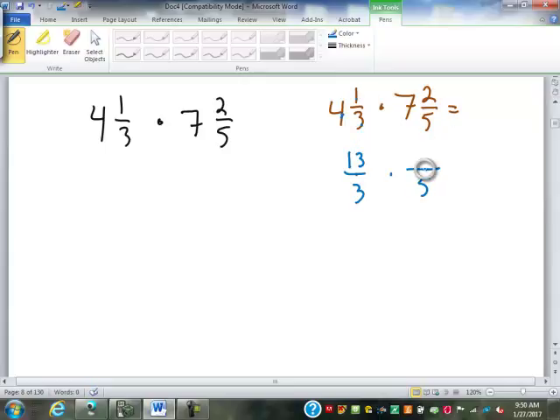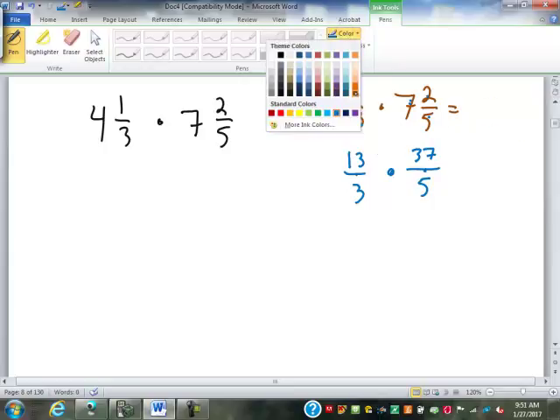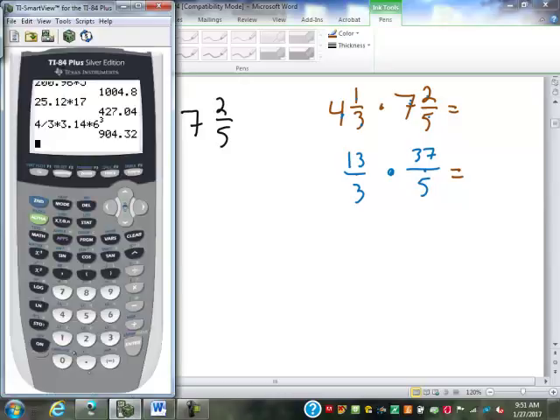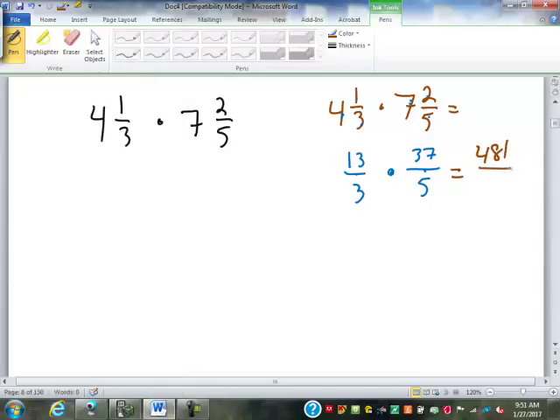7 2/5 becomes how many fifths? Perfect. 7 times 5 is 35, plus 2 is 37. Now at this point, because these are fractions, we could cross cancel if there was anything that divided out. Unfortunately, there is not. So we have 13 times 37, which is 481, and 3 times 5, which is 15.